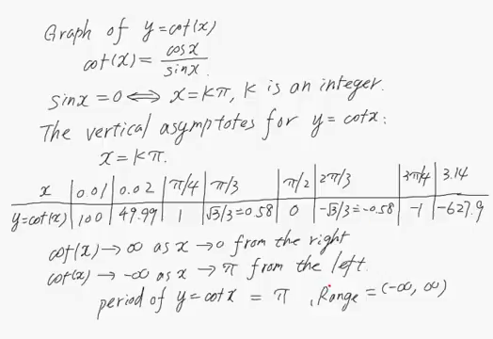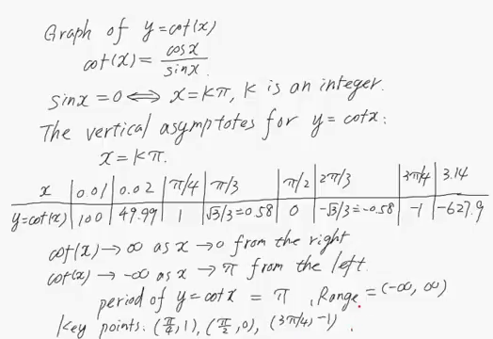And we also have the 3 key points for the cotangent function. The 3 key points are pi over 4, 1; half pi, 0; and 3 pi over 4, negative 1.